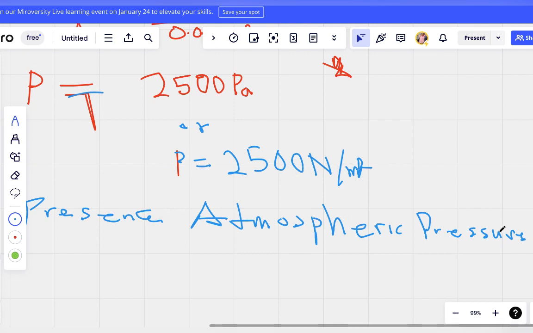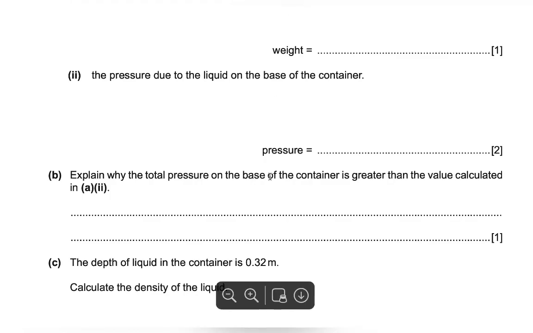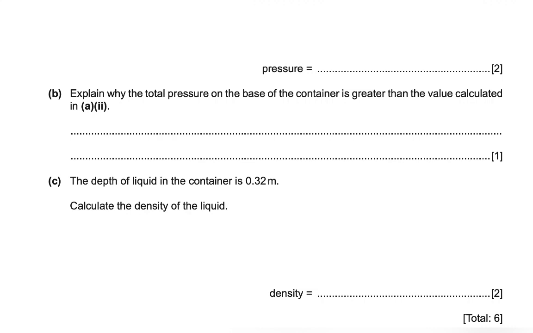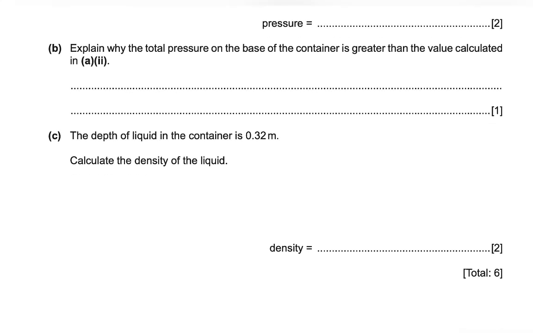The presence of atmospheric pressure makes the value greater than the value we just calculated. Okay, now let's go to question C. You see, this is just 1 mark, so you just need 1 point. You just need to make a point. You don't need to waste time in this type of question.